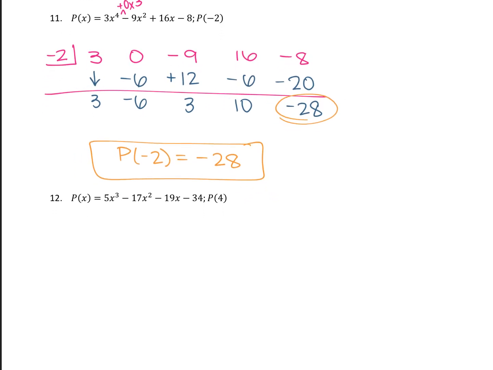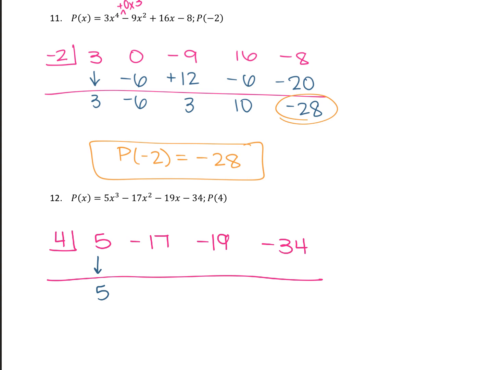For 12, you have p of x is equal to 5x cubed minus 17x squared minus 19x minus 34. You're finding p of 4. So 4 we're going to put on the outside. On the inside, you have 5, negative 17, negative 19, and negative 34. 5 drops down, times 4 gives us 20, minus 17 is 3, times 4 is 12. That's going to give you negative 7. Then you multiply that by the 4, that's negative 28.